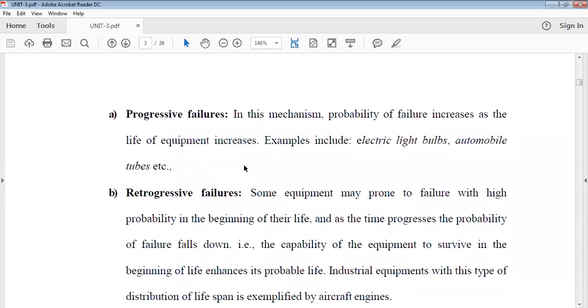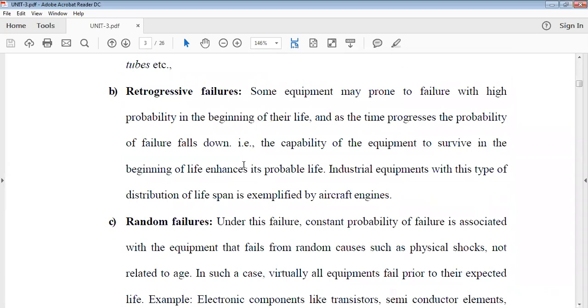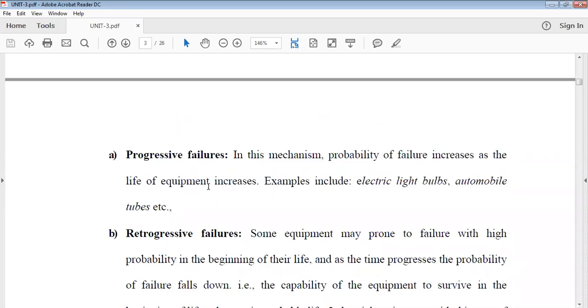This is a progressive failure. 10 bulbs in the first week, 20 bulbs in the second week, 30 bulbs in the third week, and 50 bulbs or 70 bulbs, like that it is going to go on. That is going to be a progressive failure.